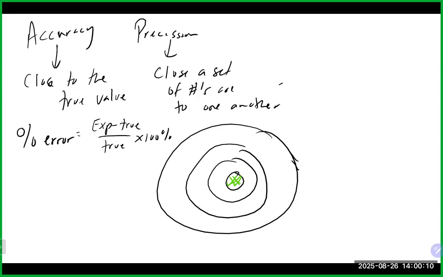For precision, we look at things like standard deviation and percent standard deviation. Those are things we sometimes calculate in the lab to look at precision versus accuracy. And again, a lot of times we do multiple trials to help us understand those two things.